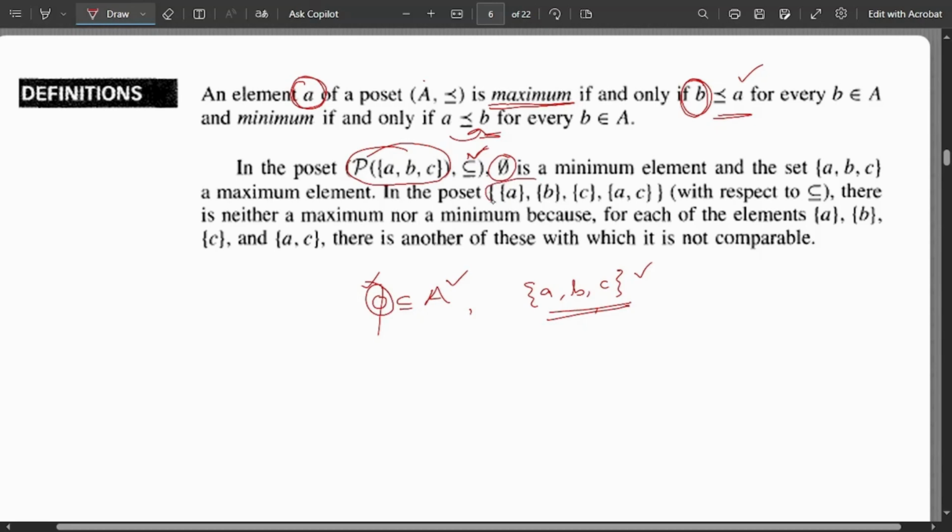But if you consider this partially ordered set with the relation subset or equal to, it has neither maximum nor minimum, because you can see here that if I take these two elements A and B, I cannot compare these two with the relation subset or equal to, or B or C. Since we cannot compare these two elements, I cannot say which one is maximum or which one is minimum. So this kind of set doesn't contain a maximum or minimum element.